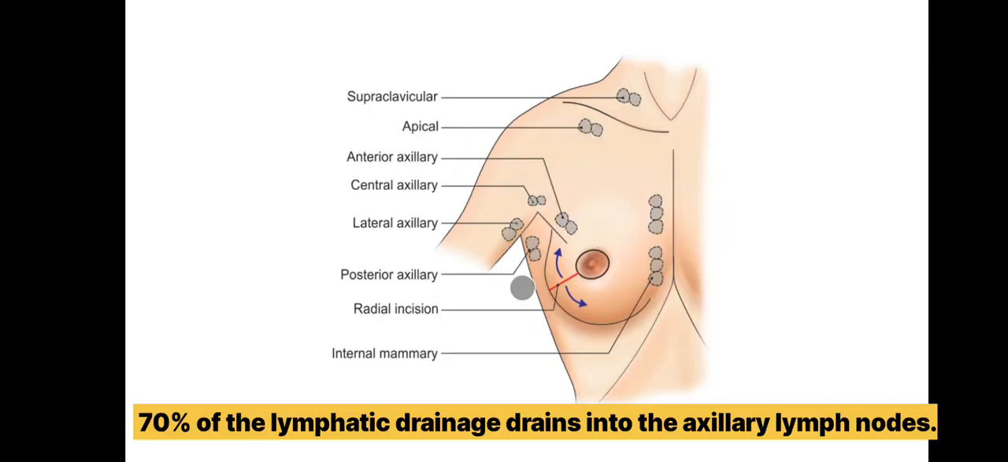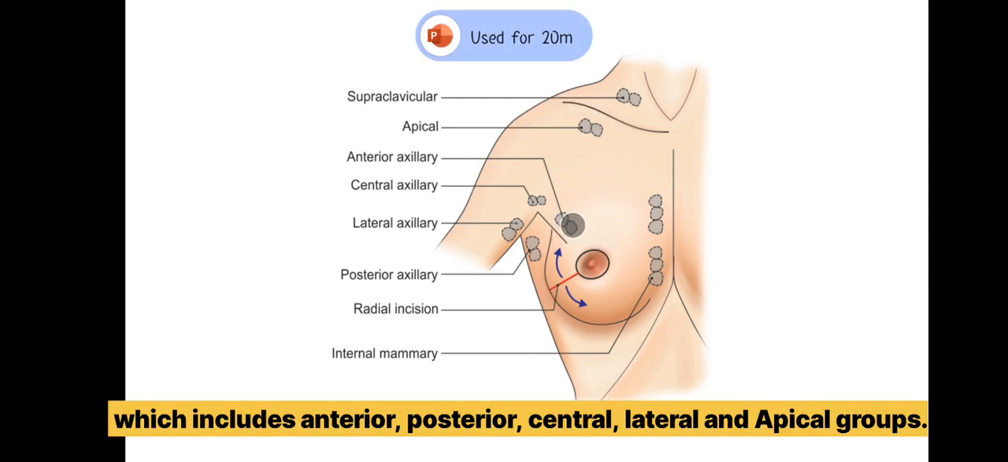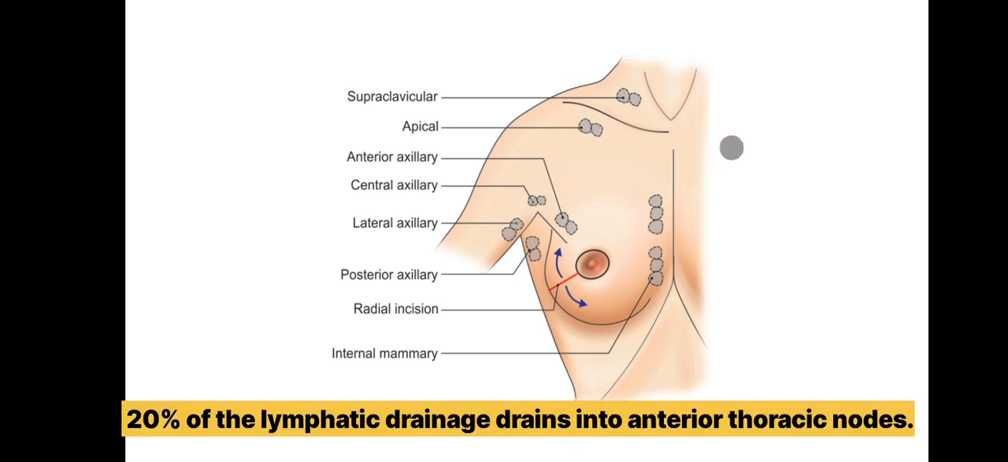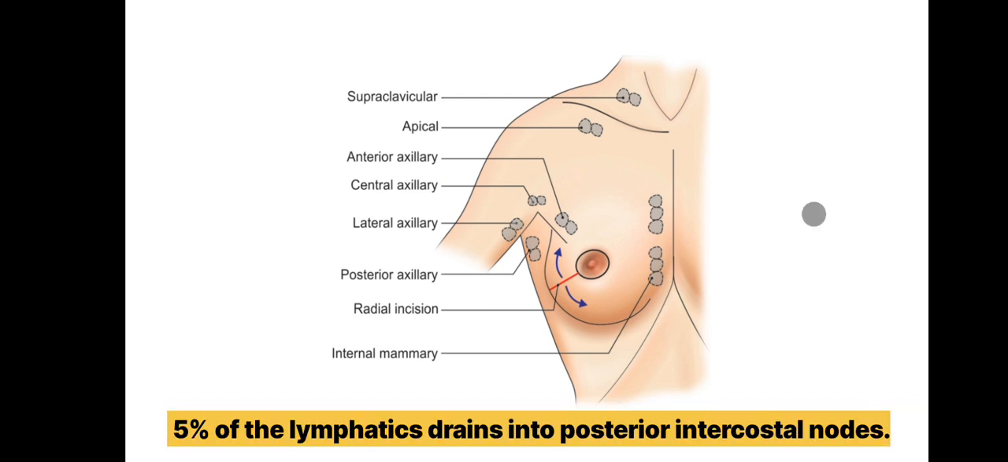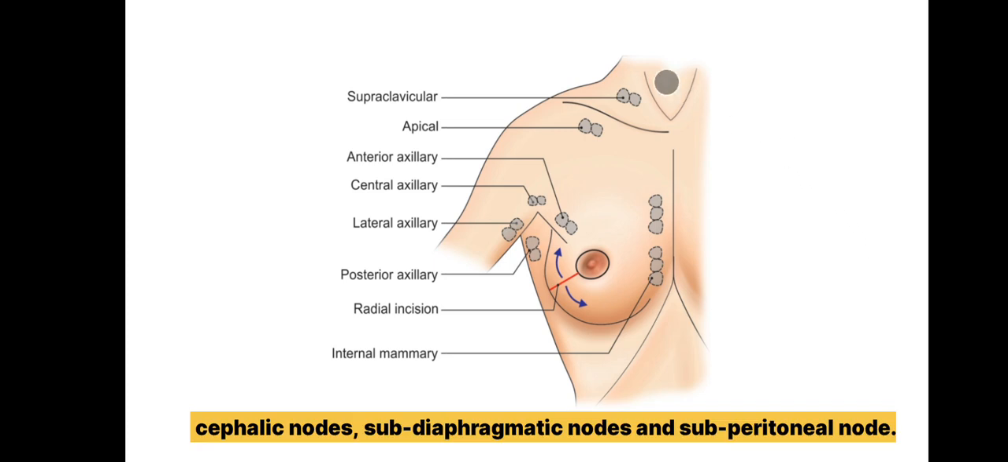Lymphatic drainage. 70% of the lymphatic drainage drains into the axillary lymph nodes, which include anterior, posterior, central, lateral and apical groups. 20% drains into anterior internal thoracic nodes. 5% drains into posterior intercostal nodes. A few other nodes where lymph is drained from the breast are supraclavicular nodes, cephalic nodes, subdiaphragmatic nodes and subperitoneal nodes.